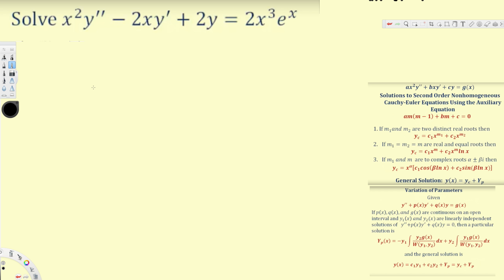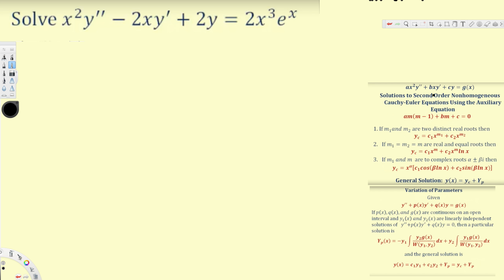What's going on, guys? In this video we are going to see how to solve a second order non-homogeneous Cauchy-Euler equation. First of all, we have to know how to identify a Cauchy-Euler equation. To identify it, you have to compare the degree and the power of the coefficient. Here we have x squared and y'', the degree is 2, then x to the power 1 with y', degree 1, and then x to the power 0 with y. So we have this pattern.